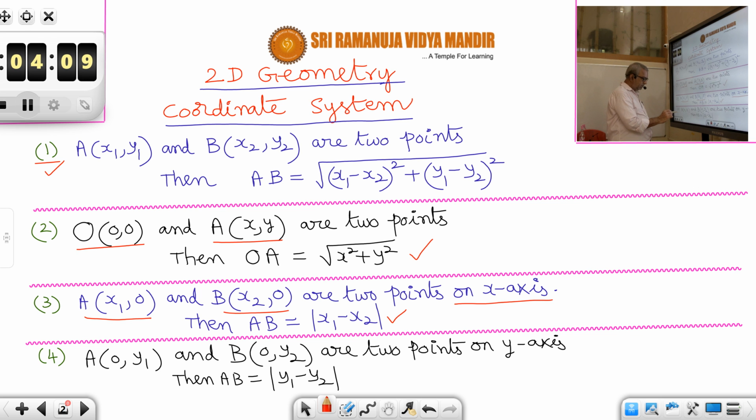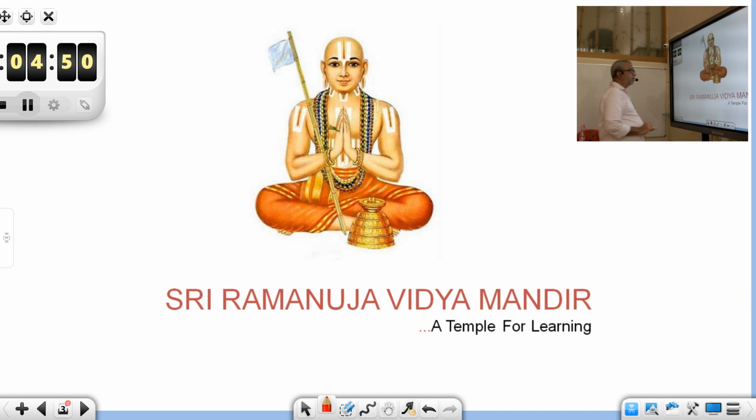Now the fourth formula. Suppose 2 points you take on the y-axis. A(0, y1) and B(0, y2) are 2 points on the y-axis. You know that for any point on the y-axis, x coordinate will be 0. So these points are clearly points on the y-axis, (0, y1) and (0, y2). Then the distance between them, AB, is given by the formula mod of y1 minus y2, similar to the formula for the points on the x-axis. So let us see the next basic formula.